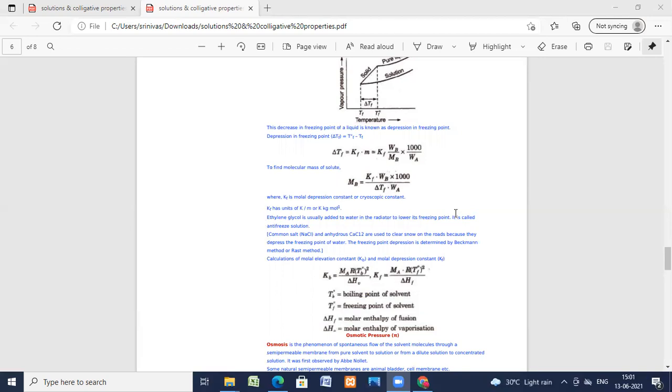Now, freezing point depression is determined by the Beckmann method or the Rast method. I'm going to give you a brief introduction about the Beckmann method and the Rast method.